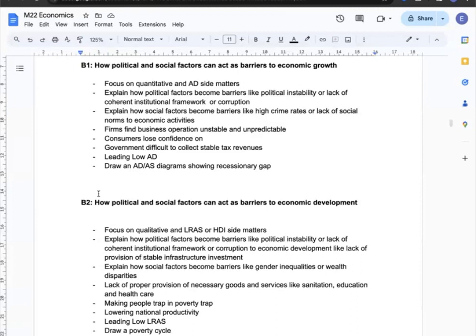And in body two, it's about how political and social factors can act as barriers to economic development. And the lack of proper provision of necessary goods and services like sanitation, education, and healthcare, and all those above make people trapped in poverty cycle, lowering national productivity and leading to lower LRAS. Such can be illustrated with a poverty cycle.